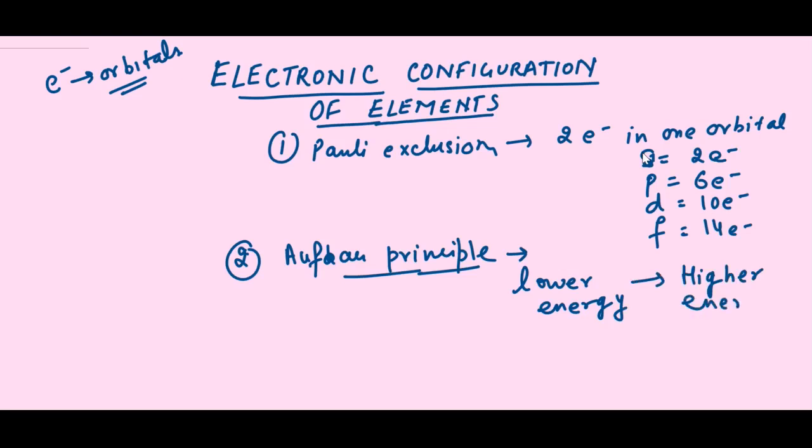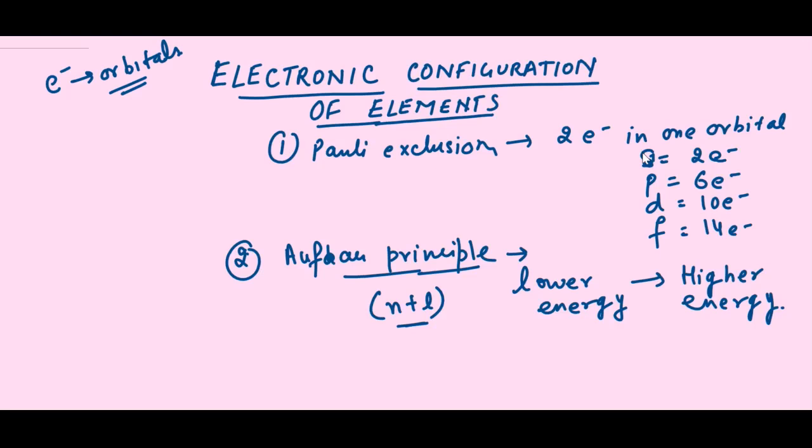Now, what is the formula to calculate the energy of the orbital? To calculate the energy of the orbital, the formula is n plus l. Always remember this. This is called the Aufbau formula: n plus l, that means the sum of the principal quantum number and the azimuthal quantum number.